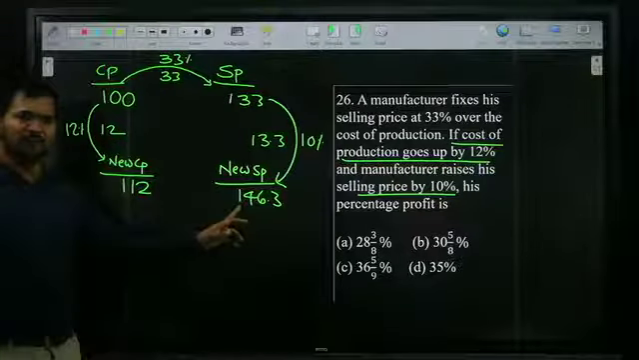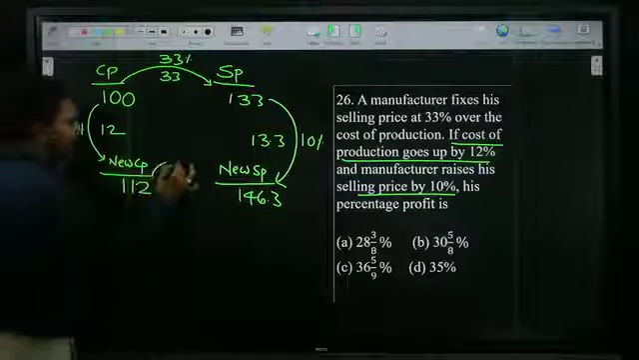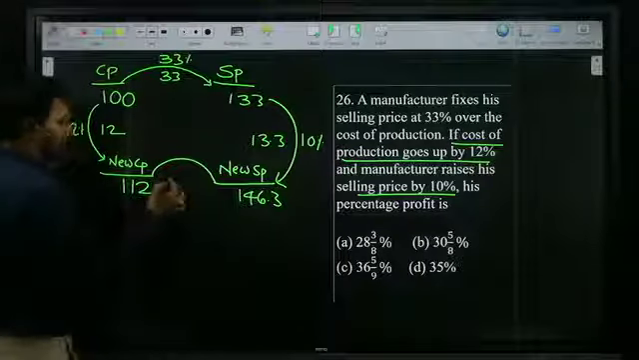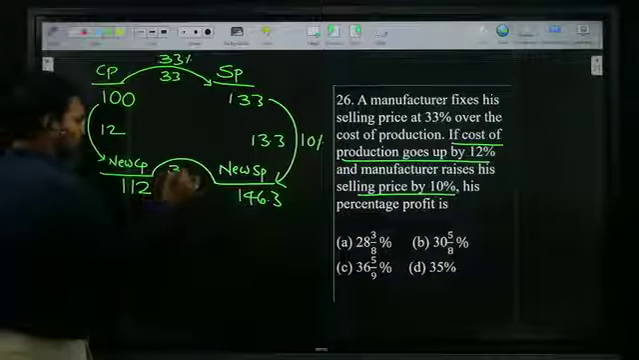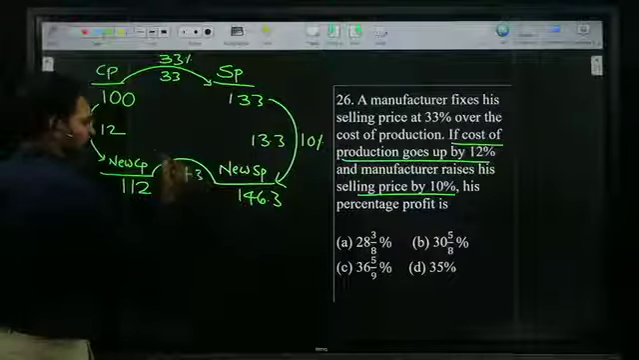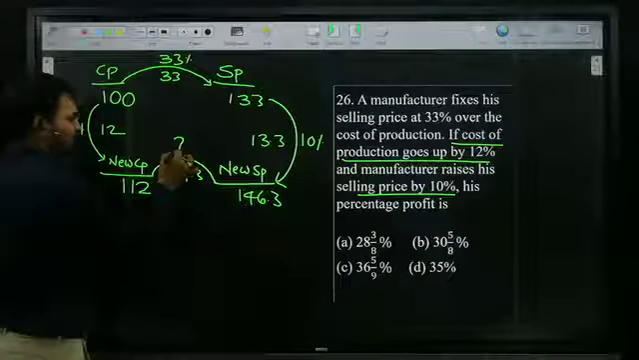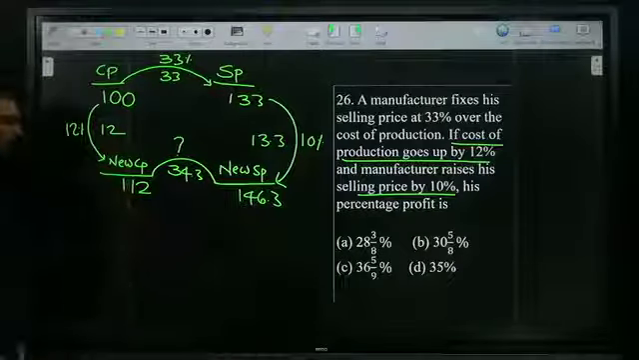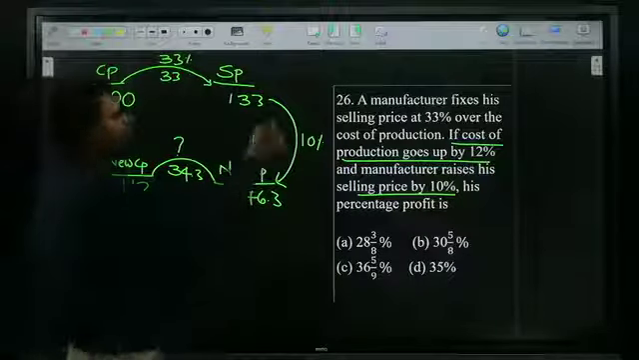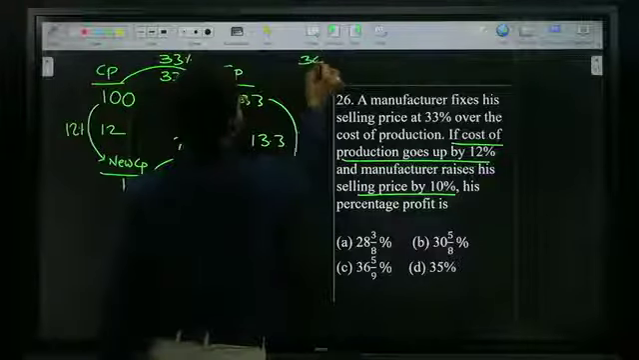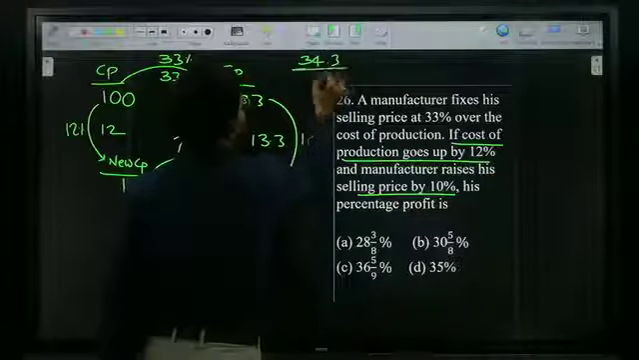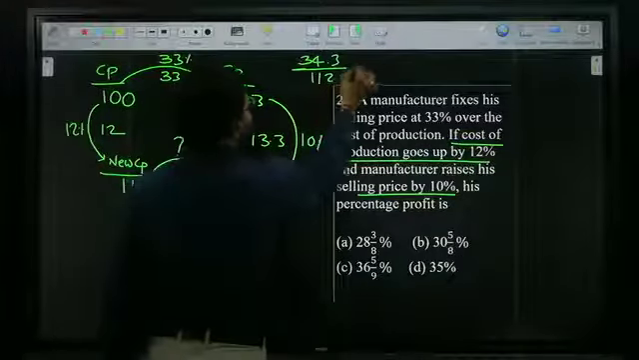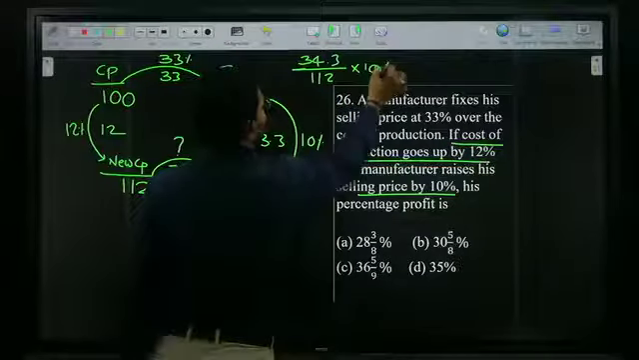New SP is 146.3. Therefore, profit is 34.3. This 34.3 is how much percentage of 112? So look at me, all of you. 34.3 is how much percentage of 112 into 100? Look at me, all of you.